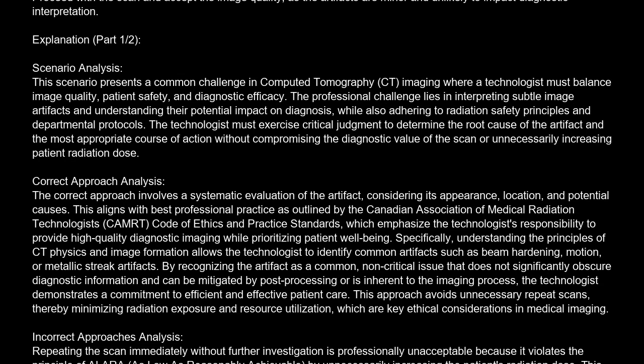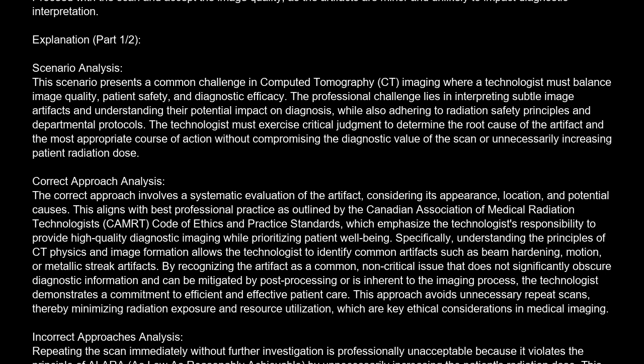Proceed with the scan and accept the image quality, as the artifacts are minor and unlikely to impact diagnostic interpretation. Explanation. Scenario analysis. This scenario presents a common challenge in computed tomography, CT, imaging where a technologist must balance image quality, patient safety, and diagnostic efficacy. The professional challenge lies in interpreting subtle image artifacts and understanding their potential impact on diagnosis, while also adhering to radiation safety principles and departmental protocols.